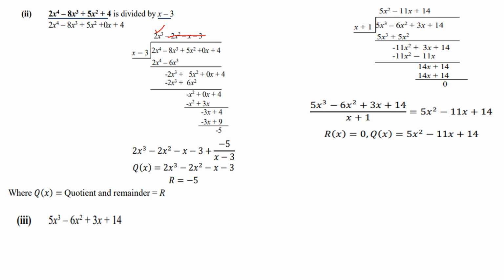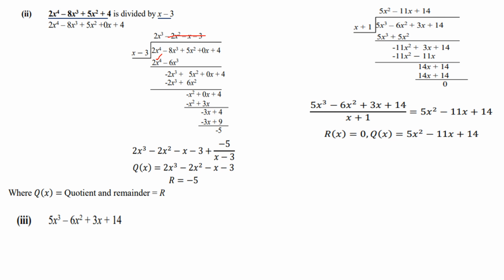So that means you have 2x power 4, you divide it by the x which is present on the divisor, and then you get 2x cubed. Then after getting 2x cubed, you multiply it by the divisor. So 2x cubed multiplied by x on the divisor, you get 2x power 4, and you put it down under the polynomial that you have.